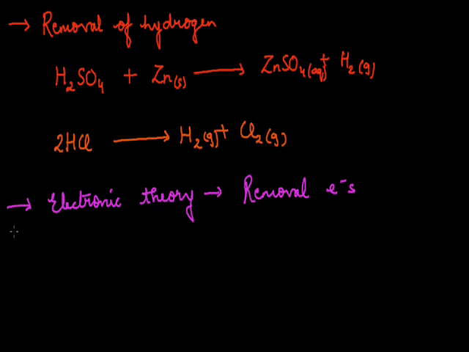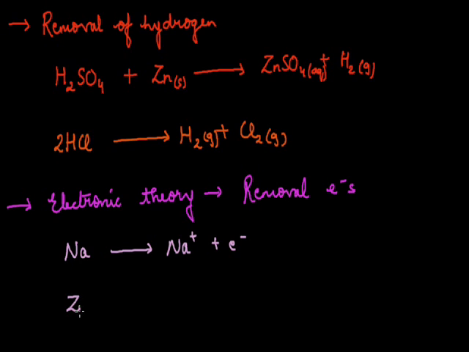For example, we will see here sodium. It ionizes to produce Na+ and releases an electron. Here an electron is removed from the sodium atom, and a sodium ion is formed. So this is an oxidation reaction. Here we see there is removal of electron, so this is an oxidation reaction.